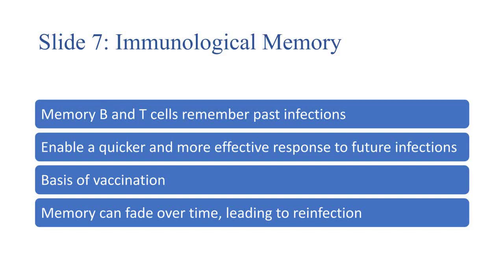Immunological memory enables the immune system to respond more quickly and effectively to future infections, reducing the severity and duration of the illness. However, it is important to note that memory can fade over time, leading to a loss of protection against the pathogen. This is why some vaccines require booster shots to maintain immunity. In summary, immunological memory is a critical component of the adaptive immune response that enables a quicker and more effective response to future infections. Vaccination is based on the concept of immunological memory.